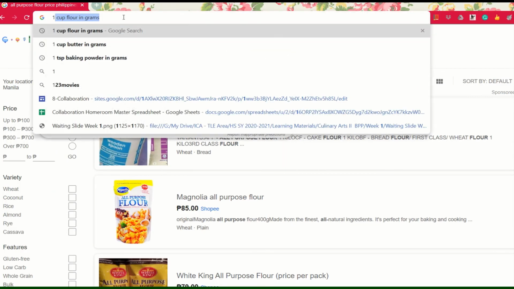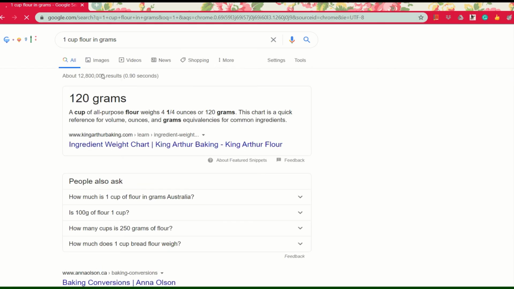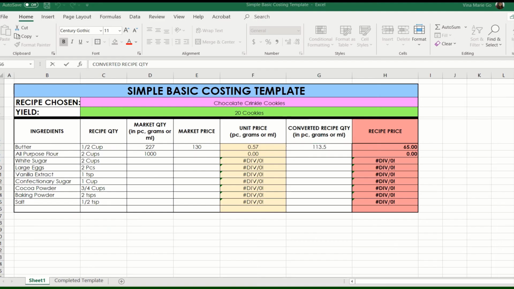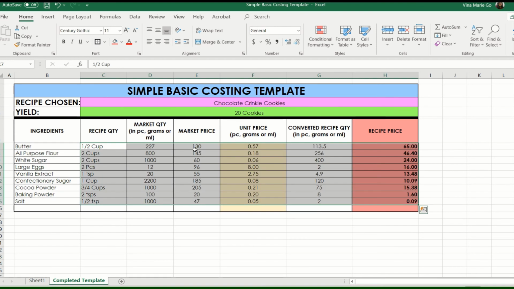And then next we Google 1 cup. See, it already comes up. 1 cup flour in grams: 120 grams for 1 cup of flour. So just input it there in the converter. So 120 multiplied by 2, because your recipe uses 2. So that's 240 grams. I already have a completed table here.